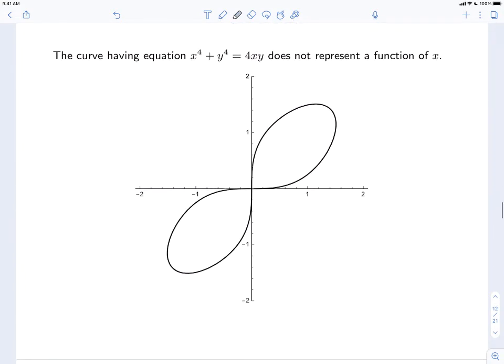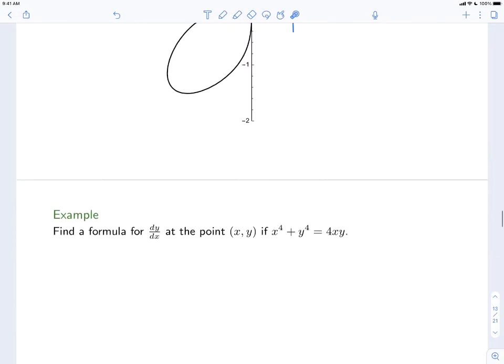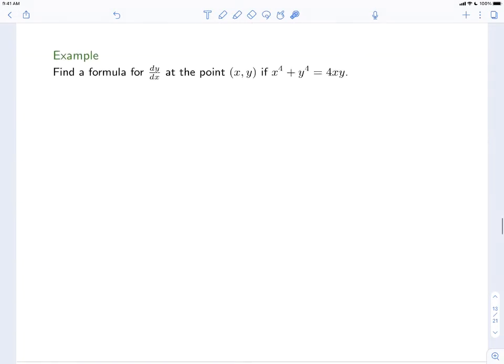Let's do another example. The curve having equation x to the 4 plus y to the 4 equals 4 times xy, again, does not represent a function of x. Once again, it does not pass the vertical line test. If you draw a vertical line, it may intersect more than once. So we can't solve for y and get an explicit formula for y. Instead, we have to use this implicit form, and that's why it's called implicit differentiation. So let's just go ahead and find a formula for dy/dx at an arbitrary point x comma y for this equation. So we just do it the same way.